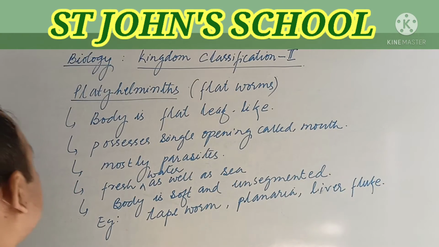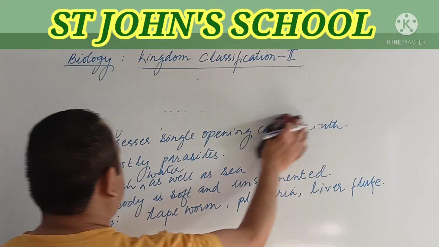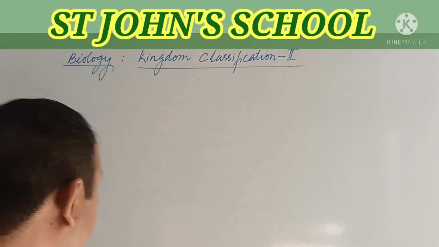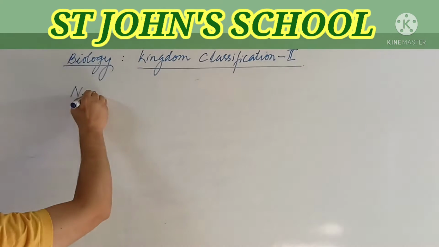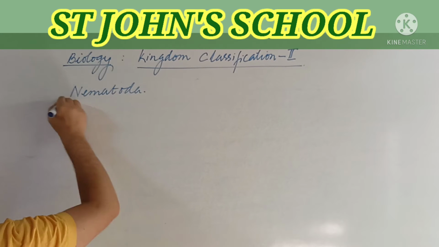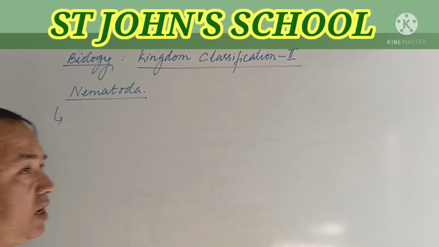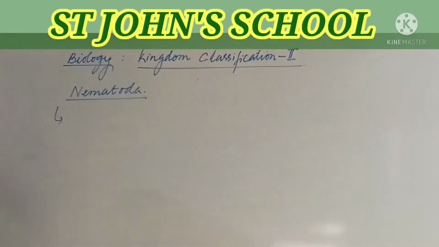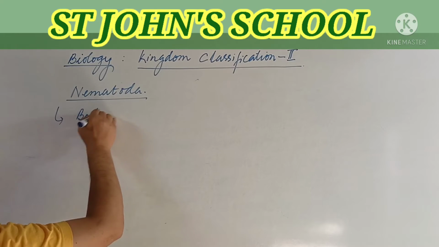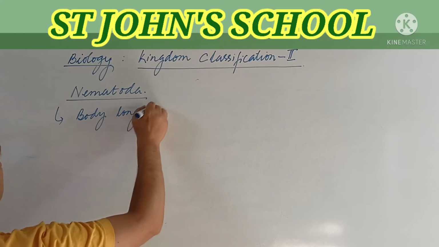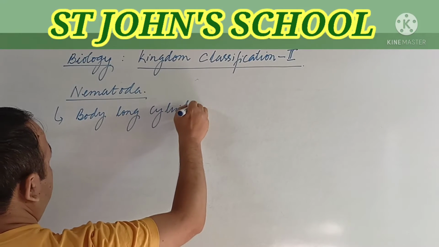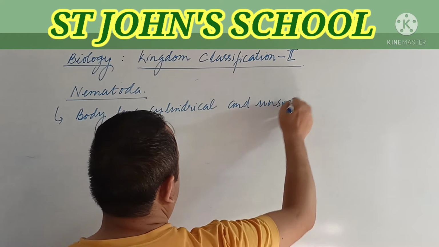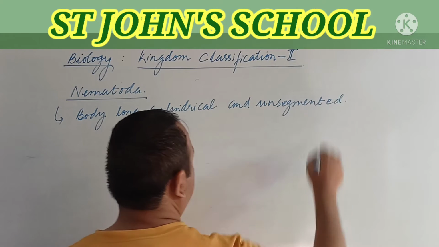Then after that comes the next phylum, that is Aschelminthes, also called Nematoda. Now you see its body. The body is long, cylindrical, and unsegmented. Unsegmented means not divided.